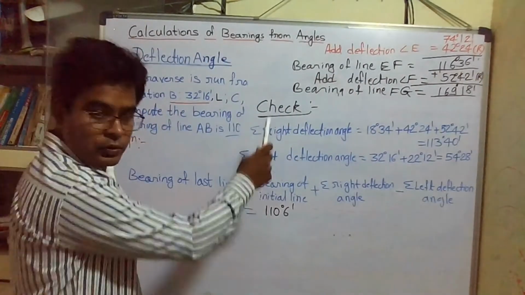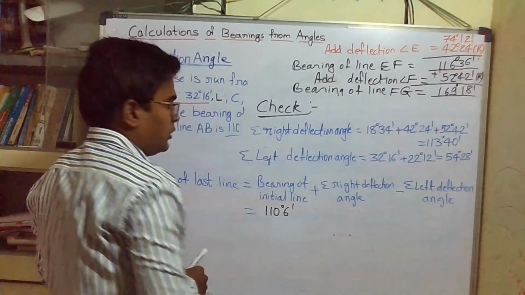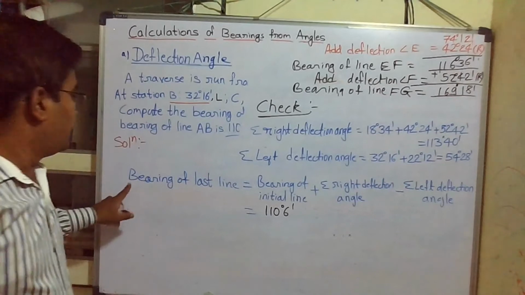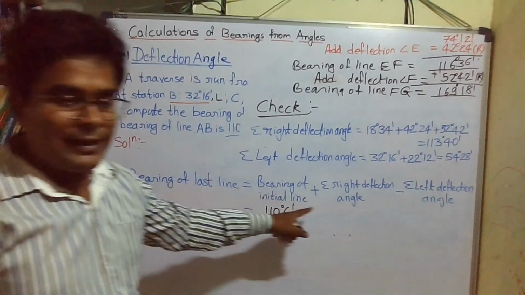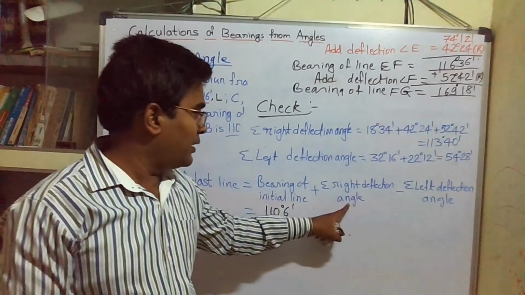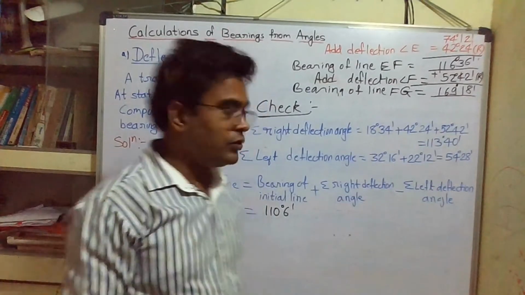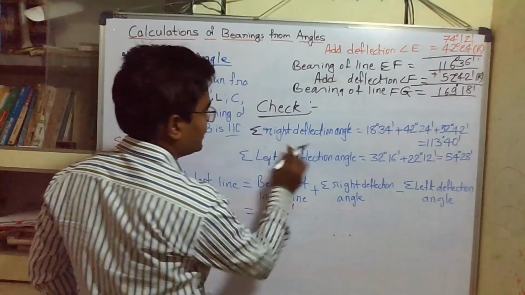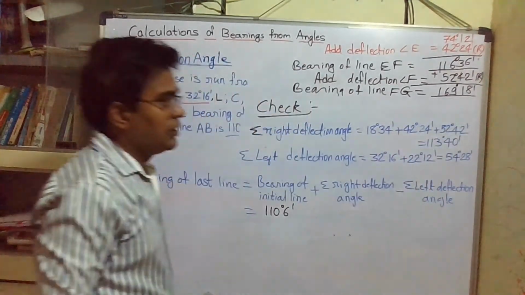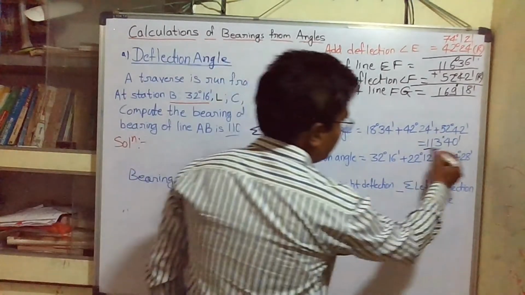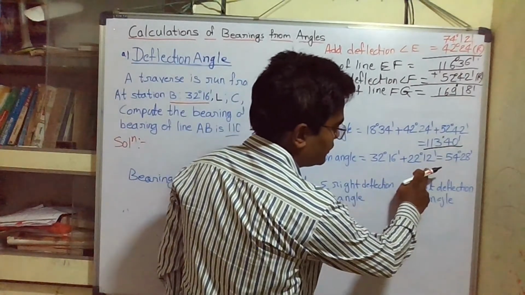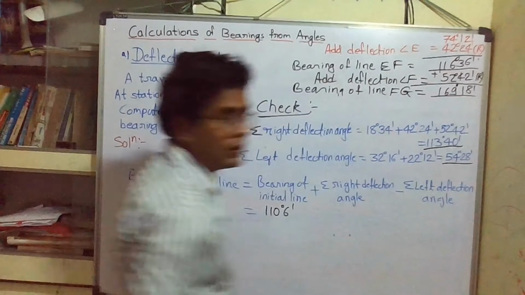Now we have to go for the check. As discussed previously, the bearing of the last line is equal to the bearing of the first line plus the summation of right deflection angles minus the summation of left deflection angles. First we calculate the summation of the right deflection angles: 18 degree 34 minutes, 40 degree 24 minutes, 52 degree 42 minutes. That is coming 113 degree 40 minutes. The left hand deflections are 30 degree 16 minutes plus 22 degree 12 minutes, which is 54 degree 28 minutes.